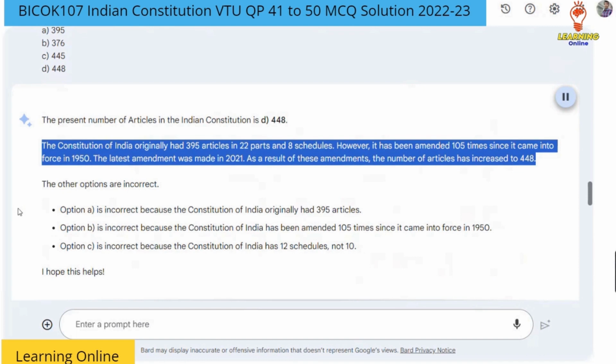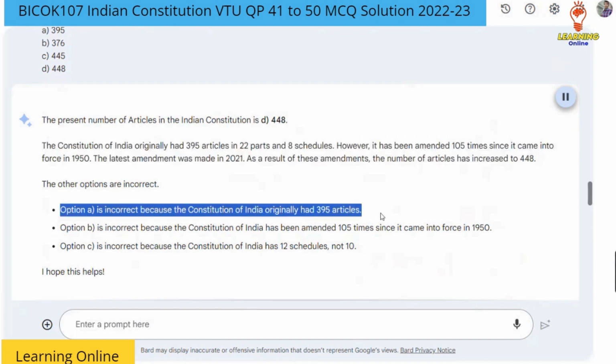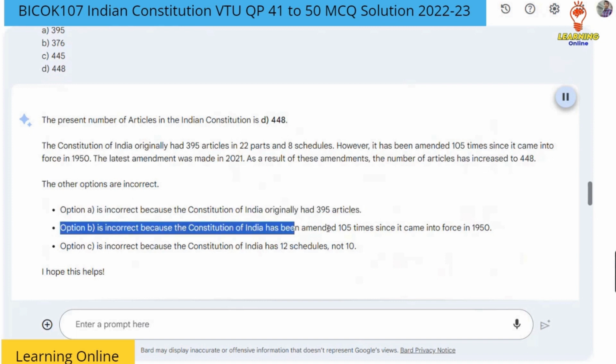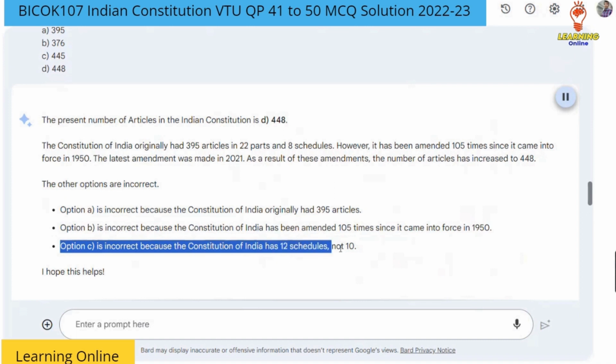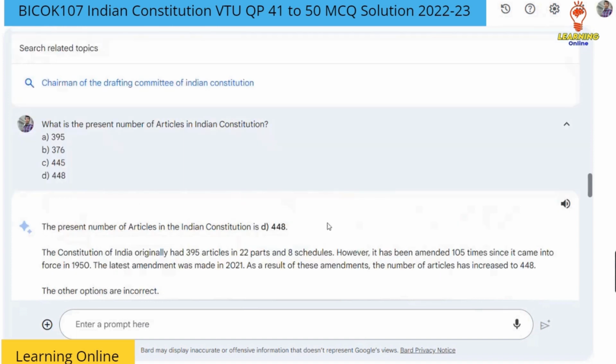The other options are incorrect. Option A is incorrect because the Constitution of India originally had 395 articles. Option B is incorrect because the Constitution of India has been amended 105 times since it came into force in 1950. Option C is incorrect because the Constitution of India has 12 schedules, not 10. I hope this helps.